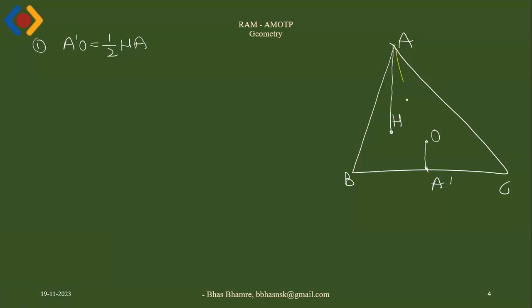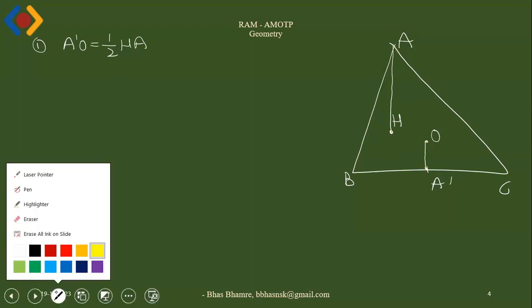We draw the median. We cut this. Say this point is X. Then we have AHX and OA'X like that. Okay, so this is one typical result.